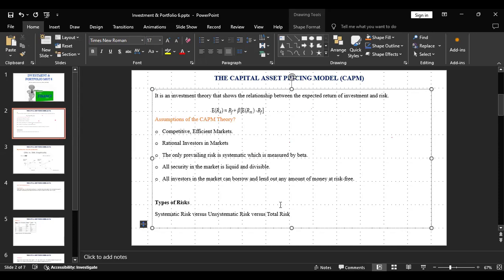Now I'm adding total risk. As the name implies, total risk comprises systematic and unsystematic risk. So total risk is every form of risk that can affect investment, whether it's firm specific or market related. The two of them coming together is called total risk. Are we okay? All right, so let's move on.